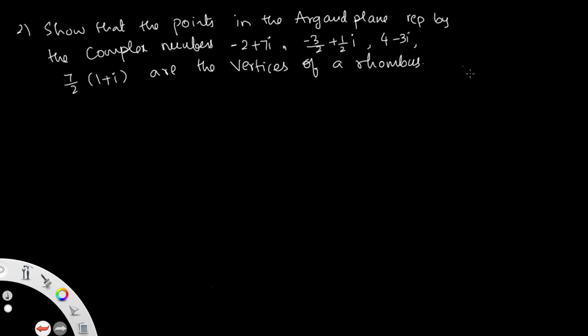The question is given that in the Argand plane the points represented by the complex numbers minus 2 plus 7i, minus 3 by 2 plus 1 by 2i, 4 minus 3i, 7 by 2 into 1 plus i are the vertices of a rhombus. So first draw the figure of the rhombus.